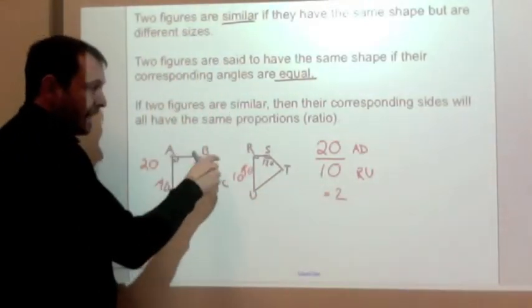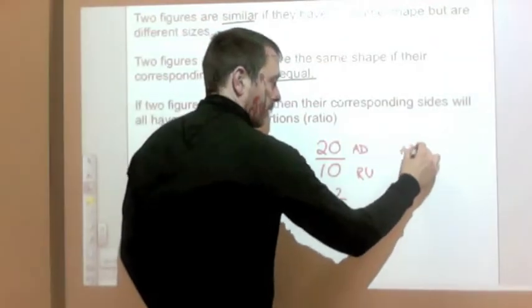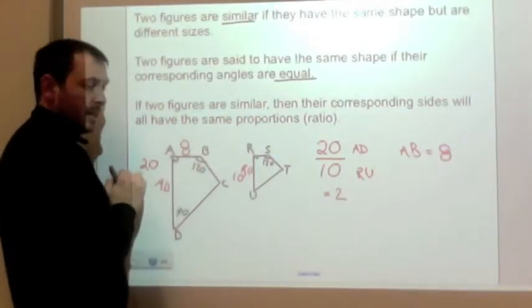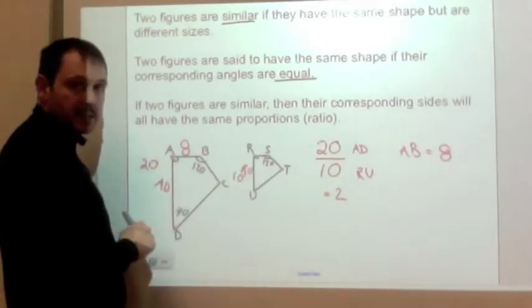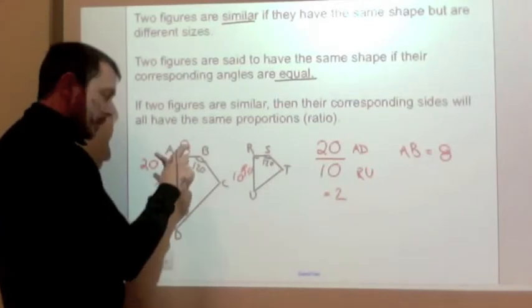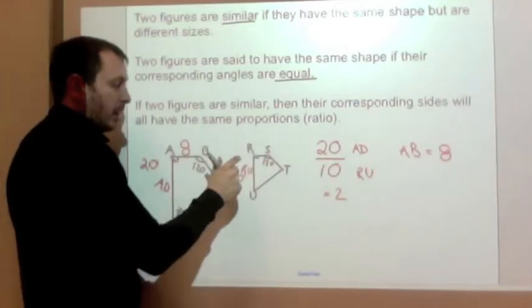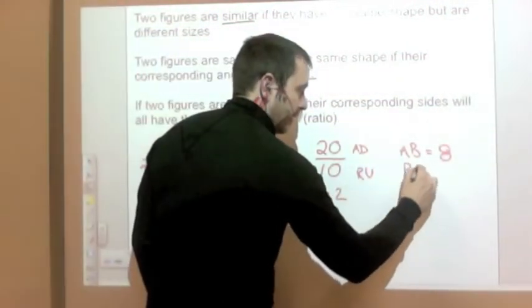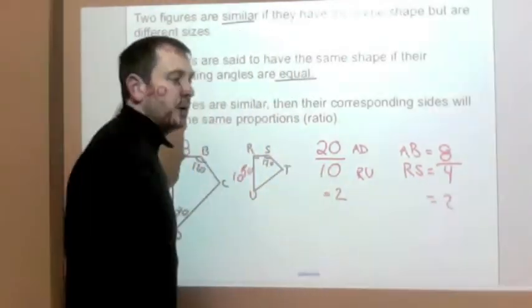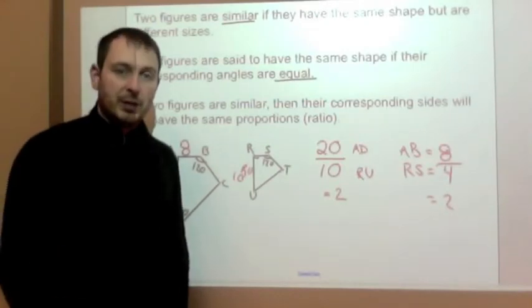Now if I told you AB was 8, I'm going to say this here is 8, how big is RS? Well, if AB is 8, we know that this one is twice as big as this one. So RS would have to be 4. When you divide them, it equals 2 because they equal the same ratio.